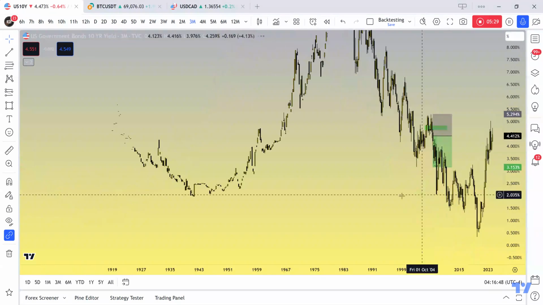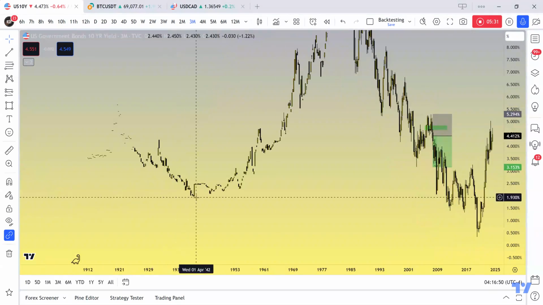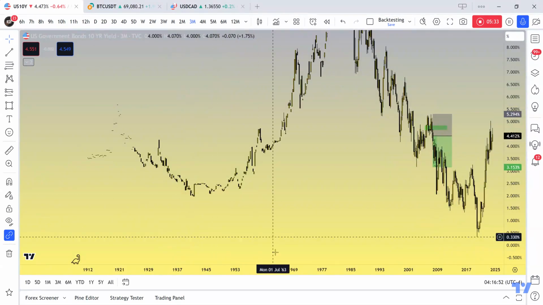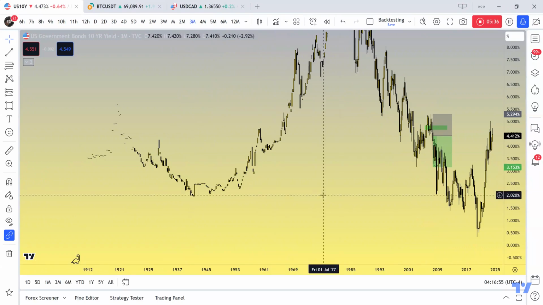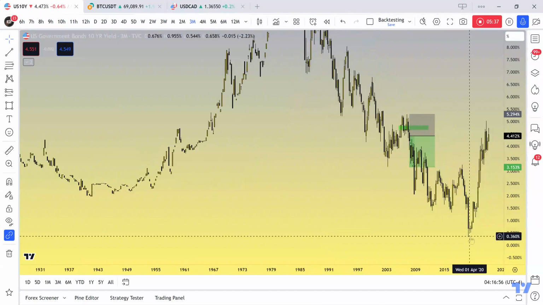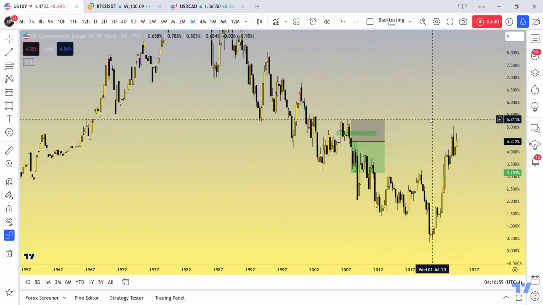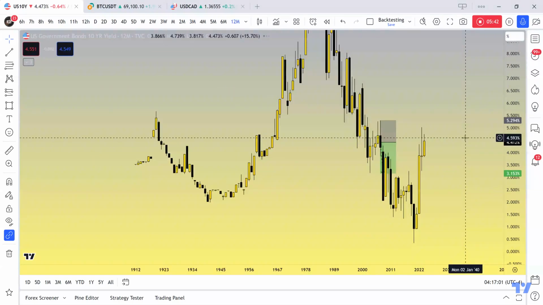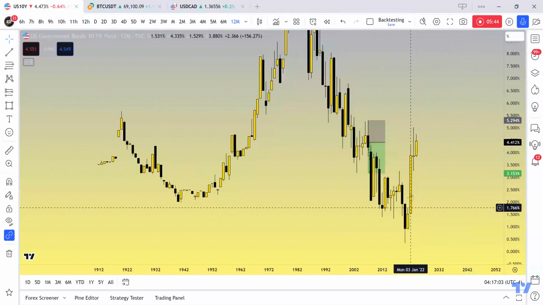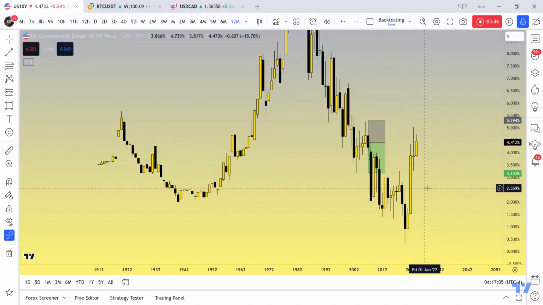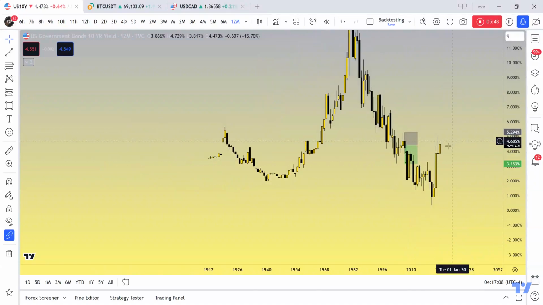We came all the way down, took out these equal lows, although this goes back to 1941. I don't know the relevance there, but it went pretty low, and now we're somewhat expanding higher. Go back to the 12-month. Nice 12-month gap here. If we do come back here, I'd be keen on taking a long.